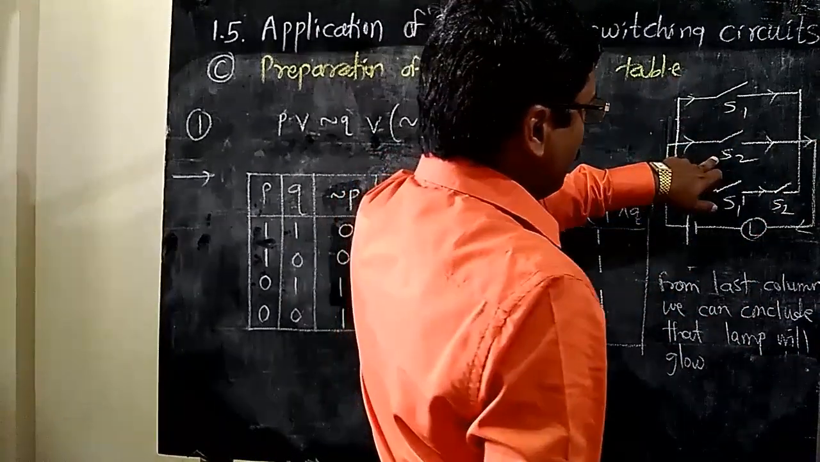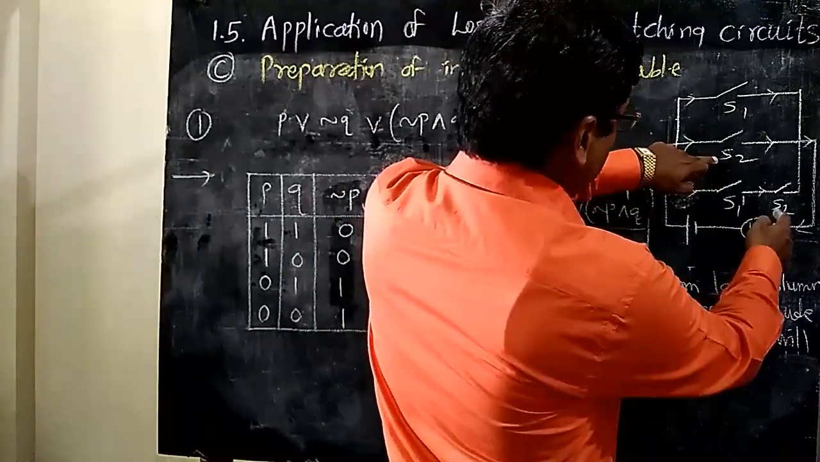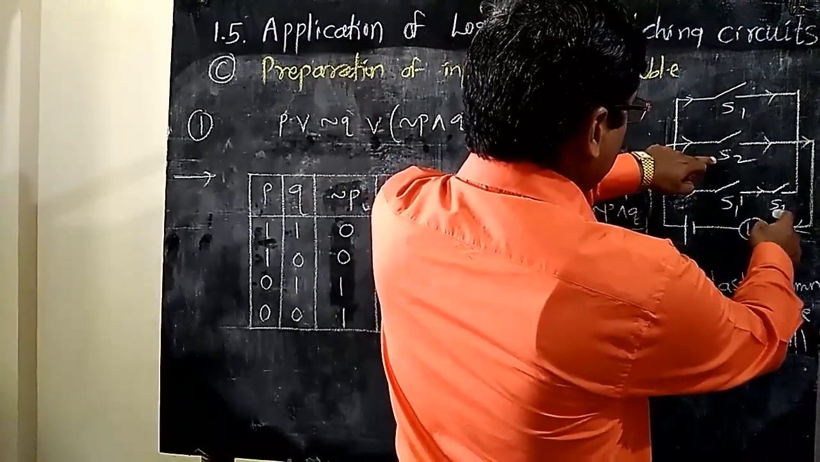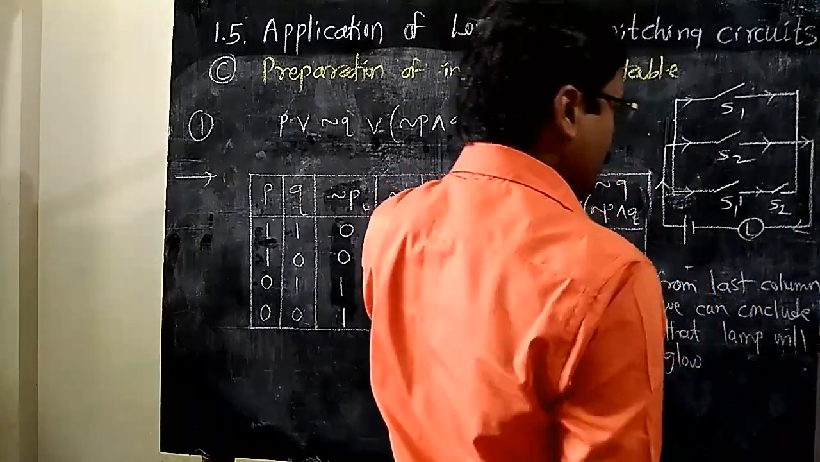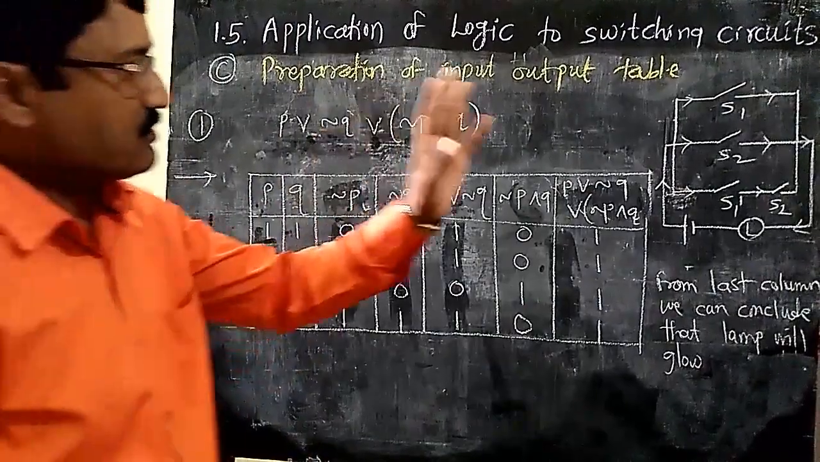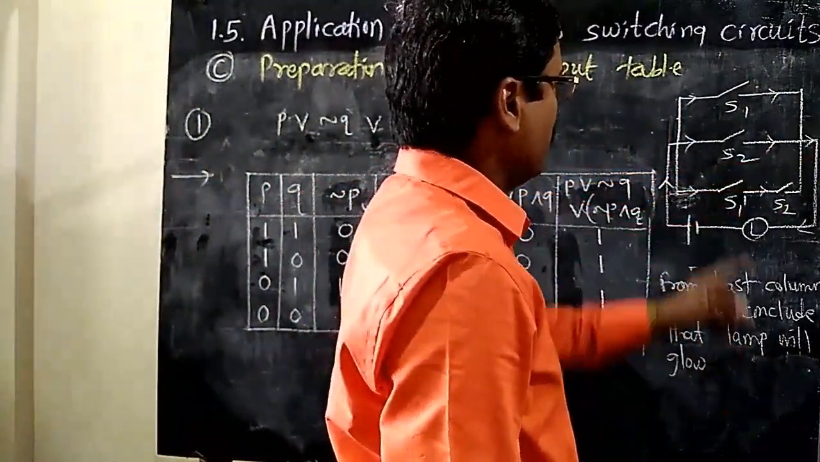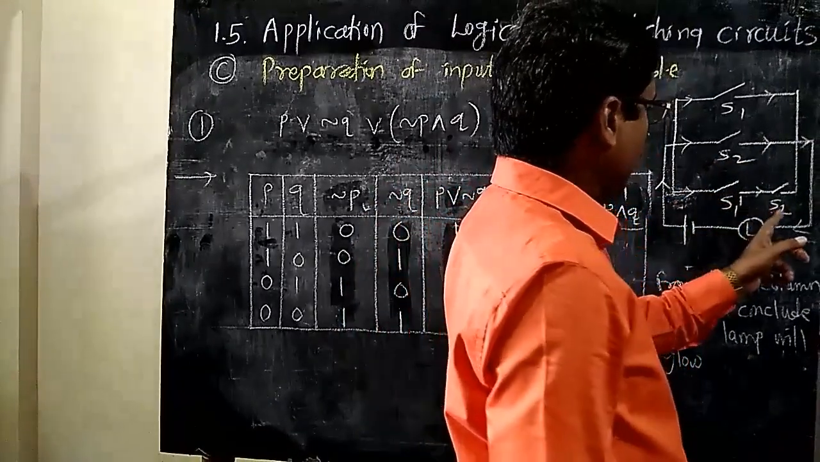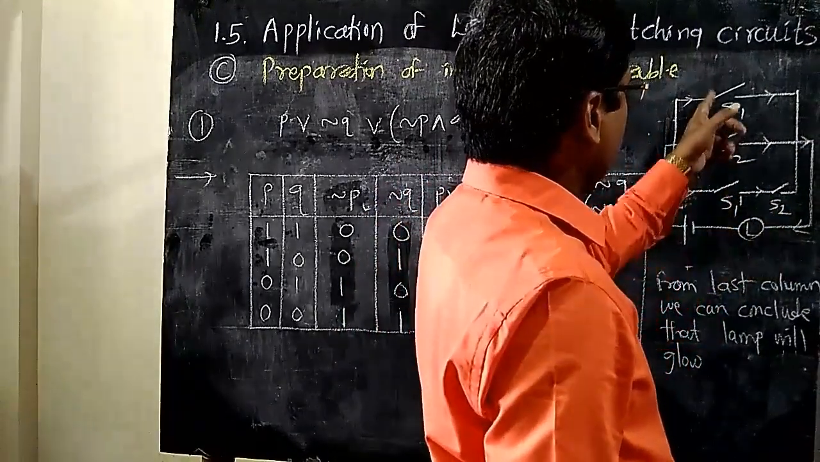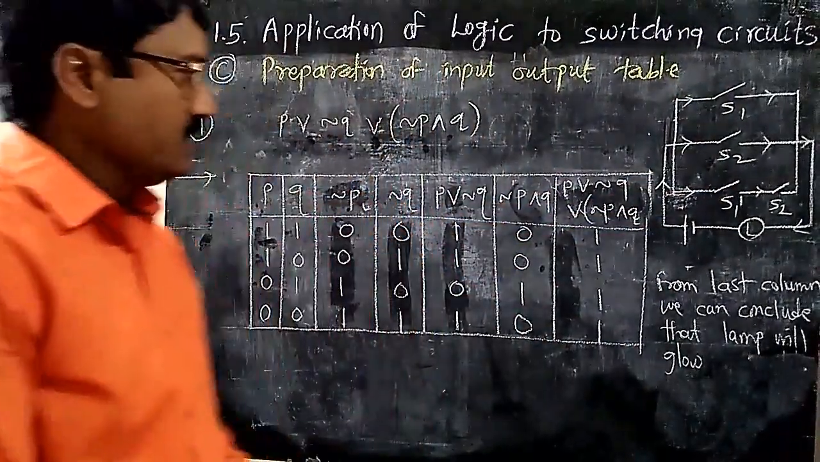If S2 is open, then this S2 will be open, so current will not pass through this, but S1 is closed, so current will pass through that first branch. If S2 is closed, current will pass through that. If S2 is open, current will pass through either S1 or S1 dash.